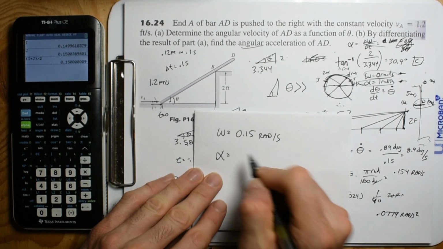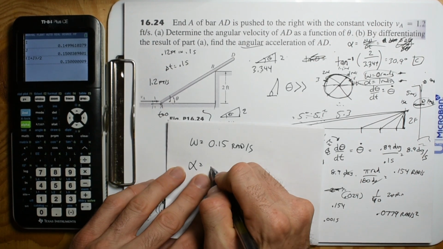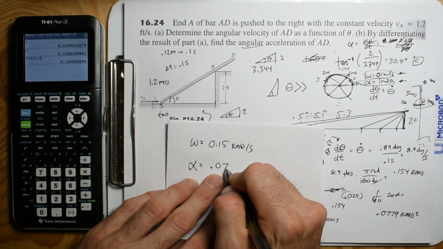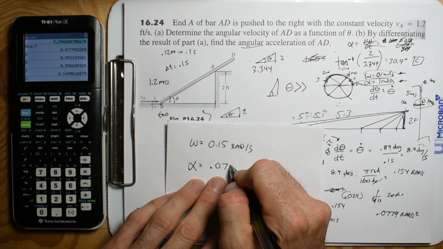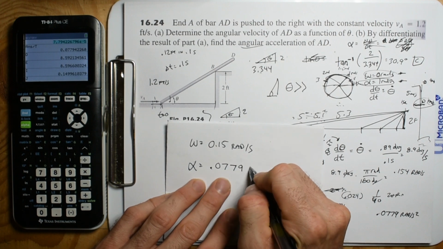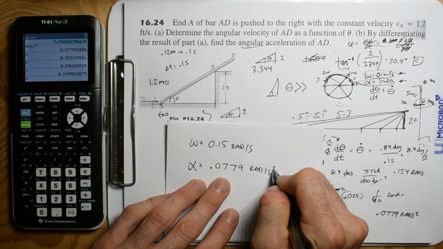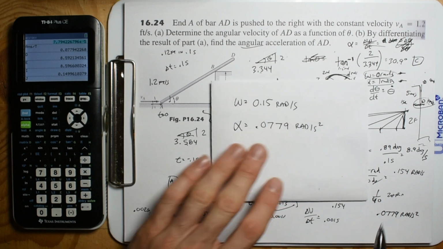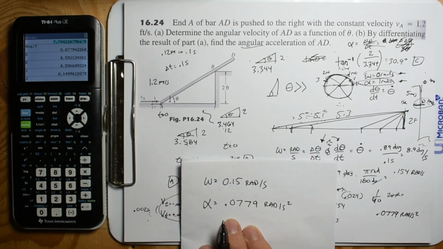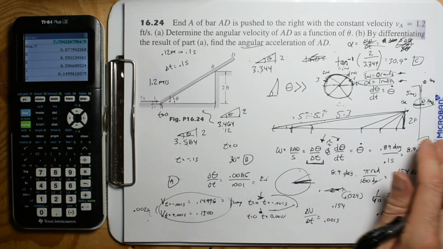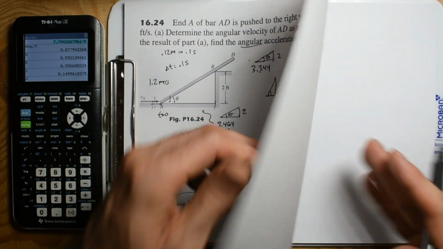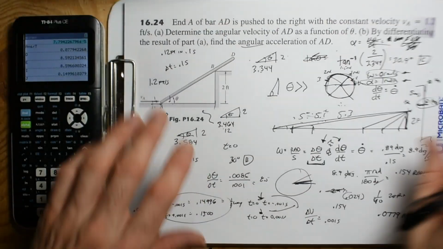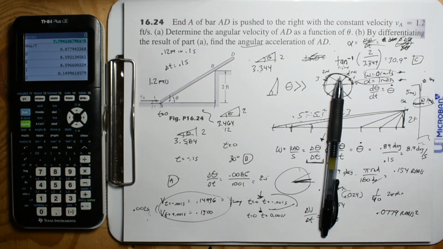And then angular acceleration is going to be 0.0779 radians per second squared. Sweet. Okay, so those are the two values, and now we can start in on differentiation. The reason we do it that way is because when we do differentiation, we might make a lot of mistakes. I even got to print off more sheets of paper.